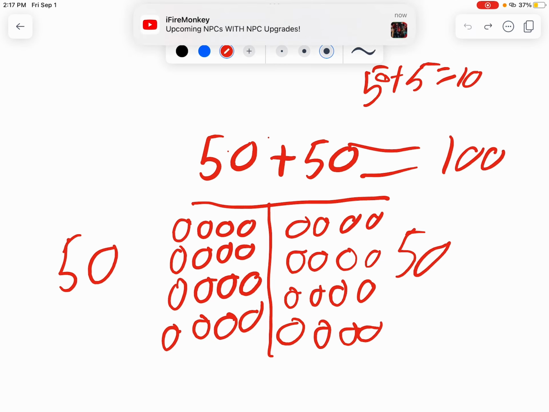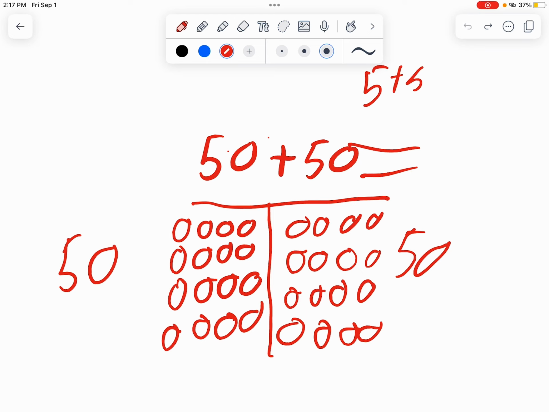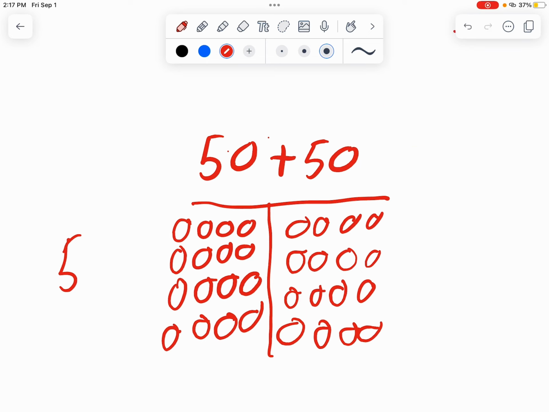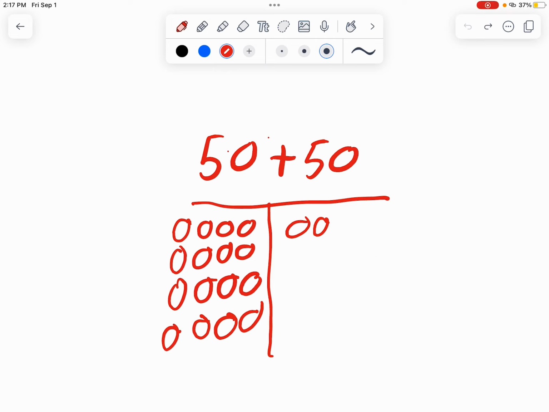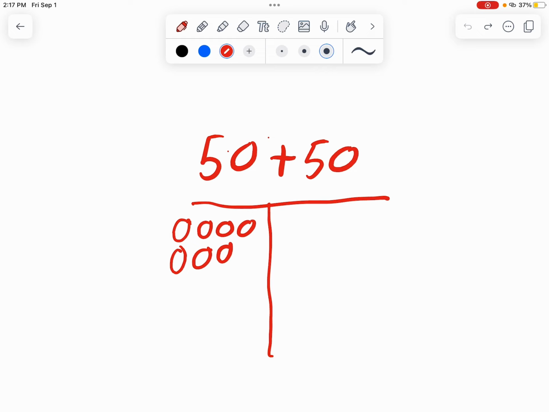Okay, let's do something different. We're also going to be adding negative numbers. So let's begin with this. We're going to move on to something a lot harder that has to do with adding and subtracting.